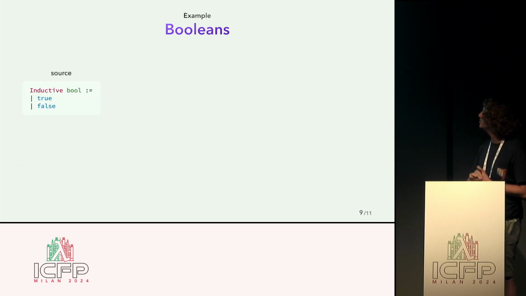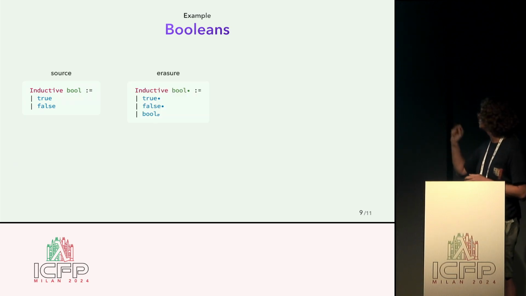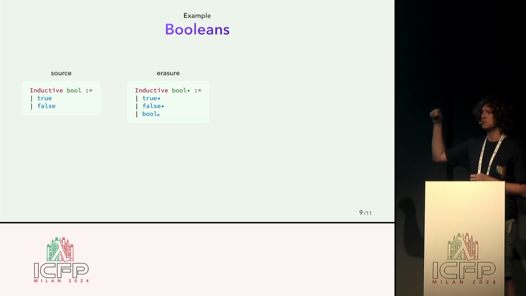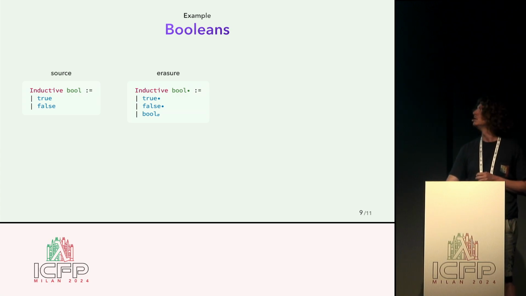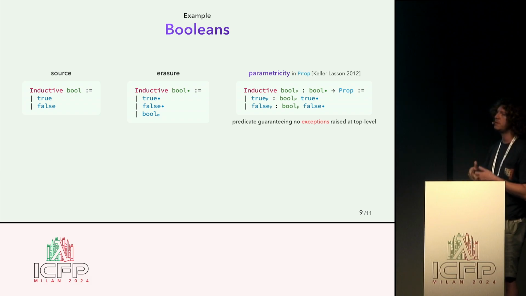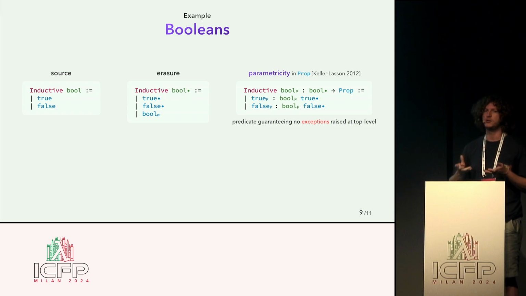So let's look at it on an example. The Booleans is just the inductive with true and false. You erase it to a new inductive type, which also has this bool empty that corresponds to the exception. And then you also do this parametricity translation to get back an inductive type that qualifies the Booleans that are actually good Booleans, the ones that don't use the exception.